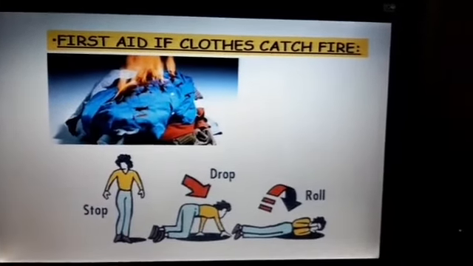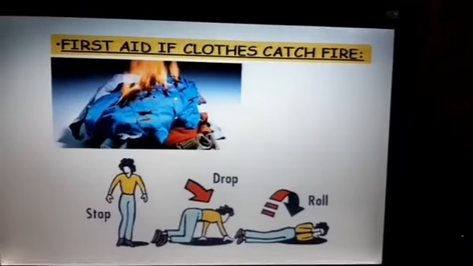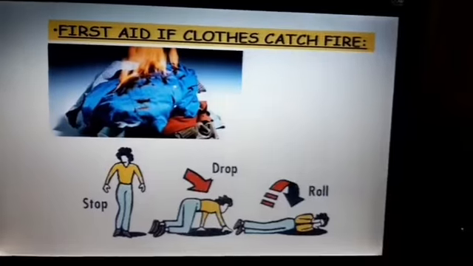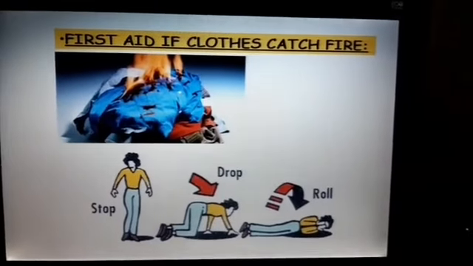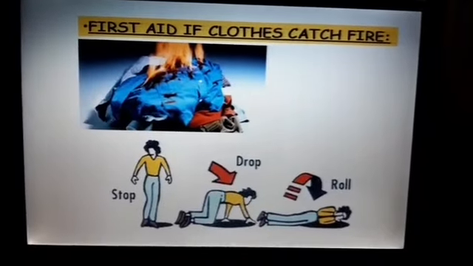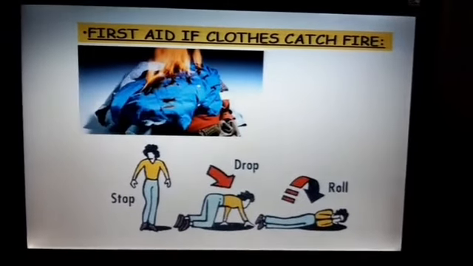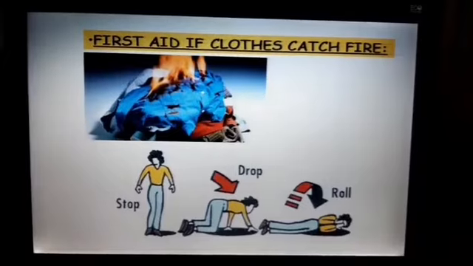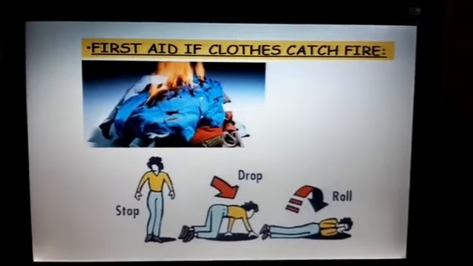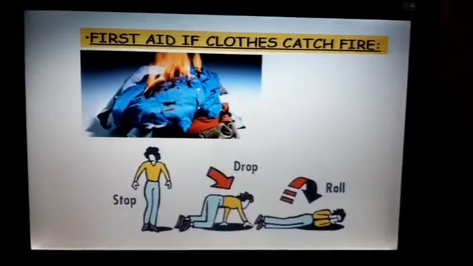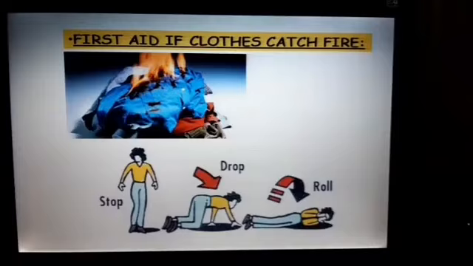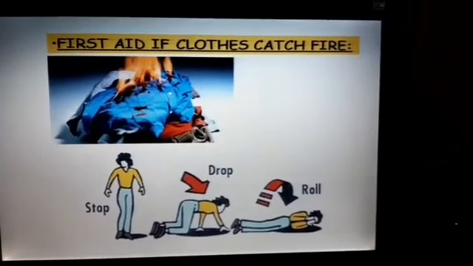First, what we should do is cover the person with a thick blanket, carpet or rug. This will cut off the air supply and also help in putting out the fire. Next, we should make him or her lie down at once and roll on the ground. So, this is the first aid that we should provide to a person whose clothes catch fire.